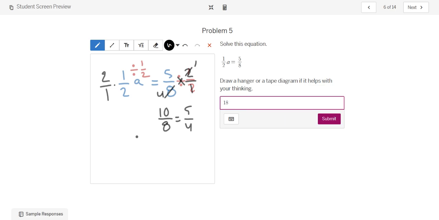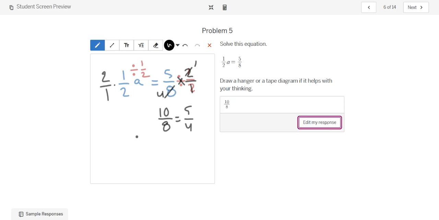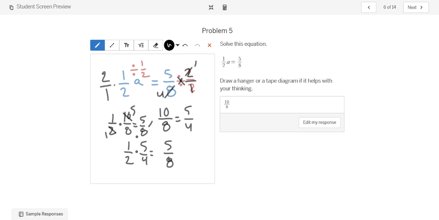Oops, not that. 10 over 8, and keep on going. Oh, I should have double checked. 1/2 times 5/4 equals 5/8. If I had not simplified, if I had done 1/2 times 10/8, then the 10 and the 1/2 simplify, and I got 1 over 1 times 5/8 is 5/8. Check, check, cha-ching, we move on.